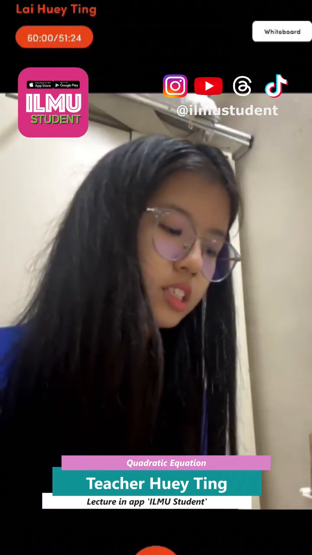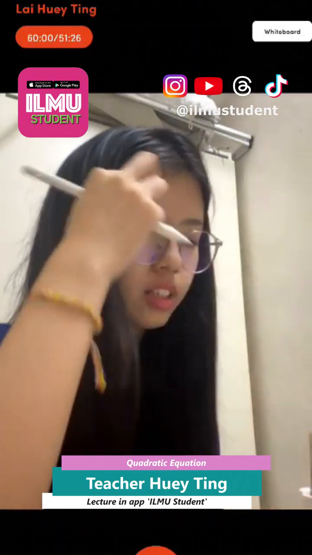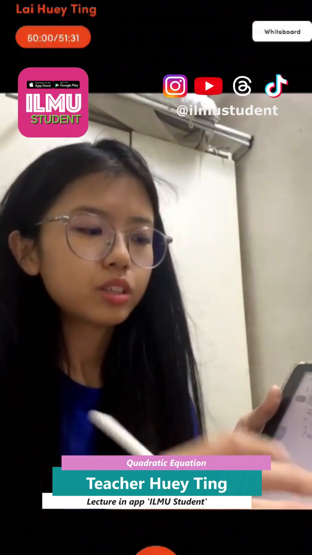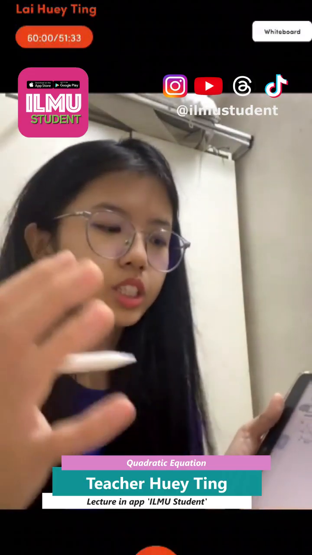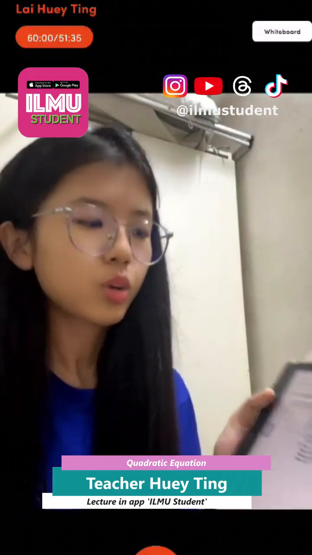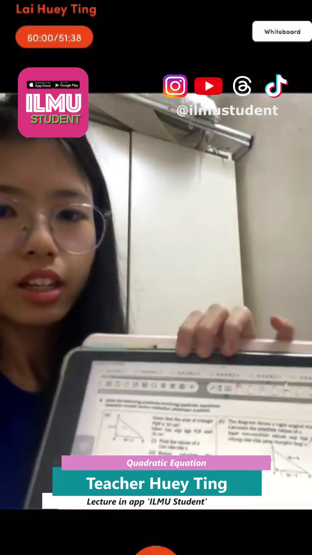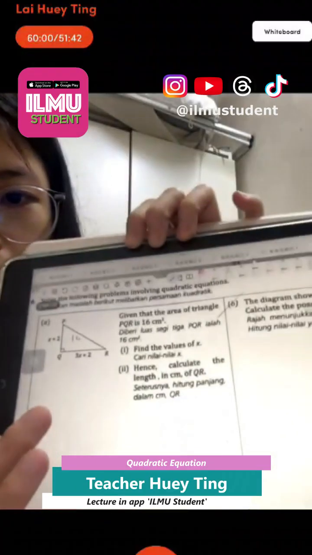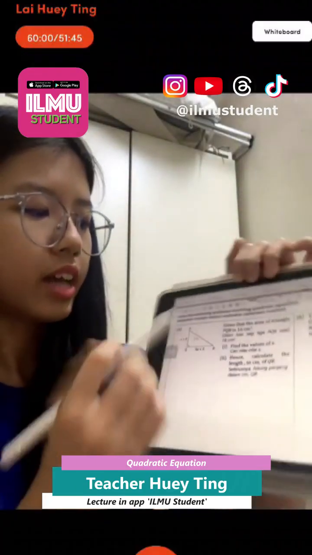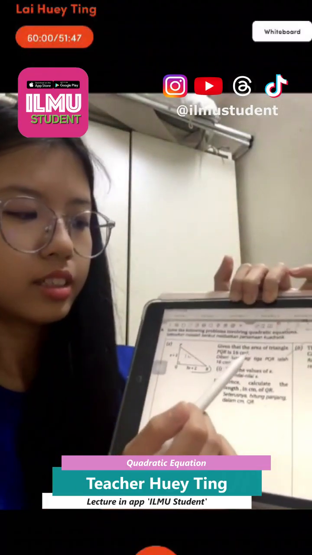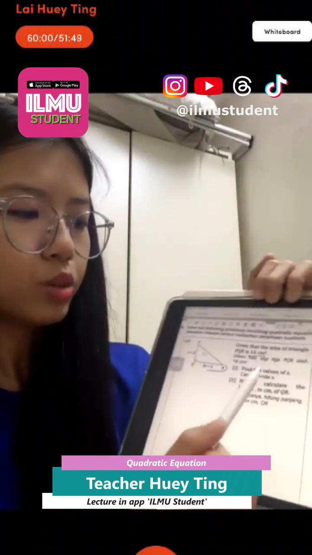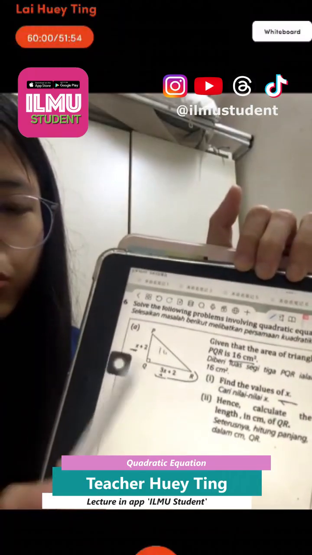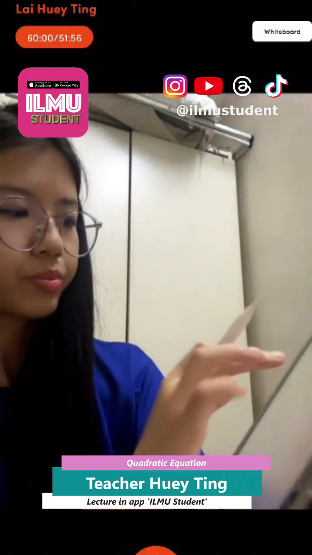So after that, we have to apply this formula and also the quadratic knowledge in the application questions. So we can see that here got the triangle, right? So it mentioned that the area of the triangle is 16 cm square. So you want to find the values of x, means these two values, you want to find the value.